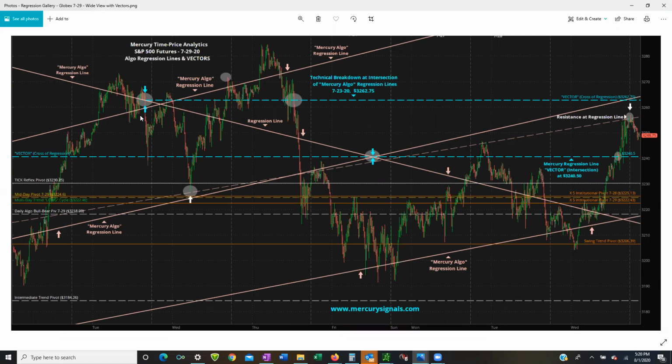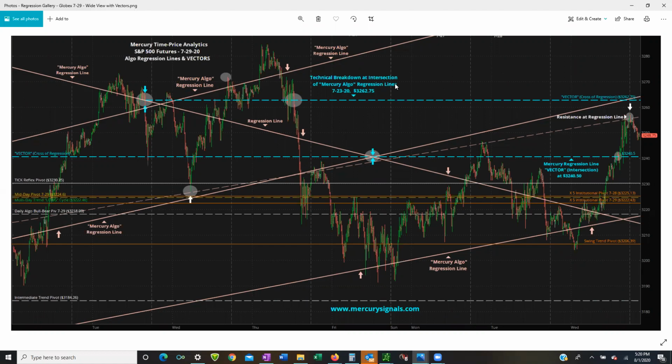Except in rare instances, I color code the Mercury algo regression lines with the color tan. Now, we're looking at these charts in Thinkorswim. If you go into Thinkorswim and go into the pre-canned data sets, they've got a regression line. I'm not picking on Thinkorswim here. Thinkorswim's an awesome charting package. But the canned indicators they give you, I have no idea how they calculate regression lines.